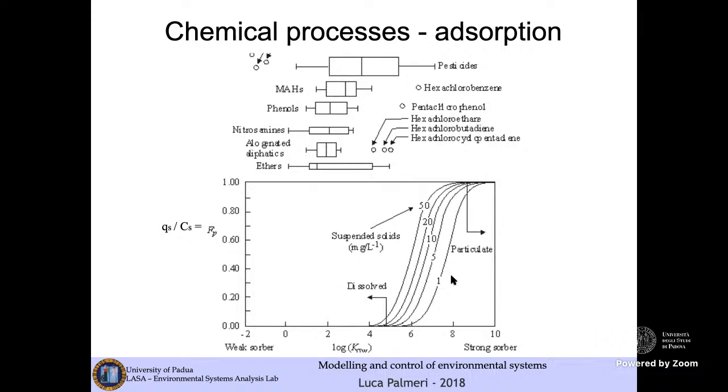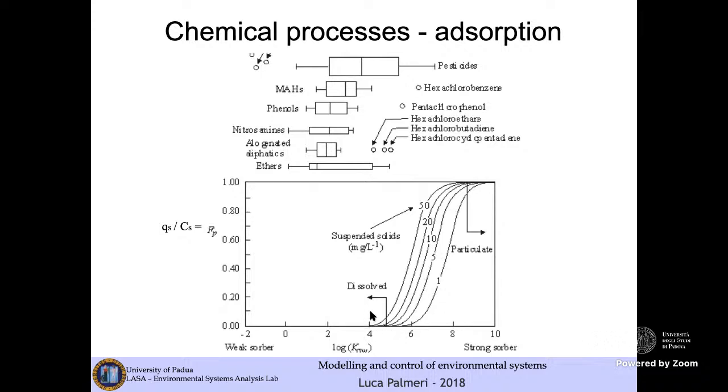So we have a relationship linking a characteristic of the toxic substance, that is the log KOV, to the facility with which this substance tends to move onto the solid fraction. We have some kind of sigmoidal relationships. Sigmoidal means these are curves that present an inflection point, so there is a change in the concavity.